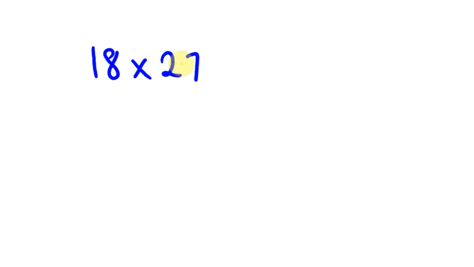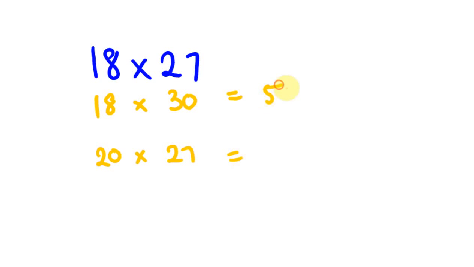Which one do we choose? We could choose any one of these. We could choose this one and round that up to 30. Or we could have rounded this one up to 20 and times it by 27. Let's have a look at the result here. For both of these, we end up with 540. These both equal 540. So it doesn't matter which one we do.